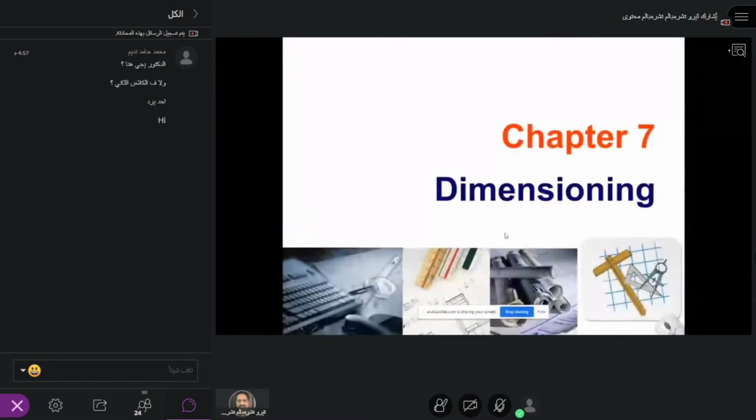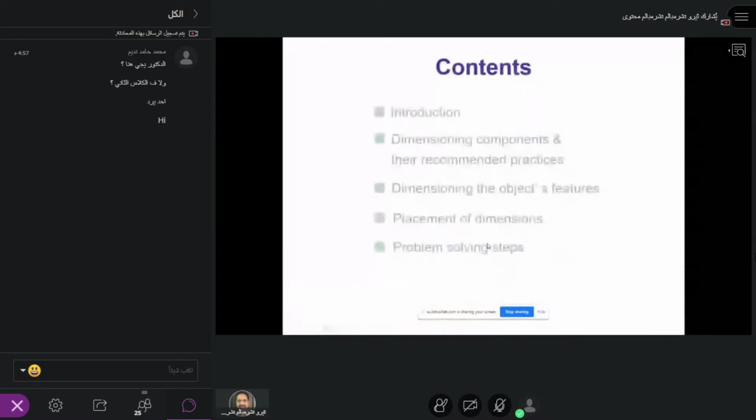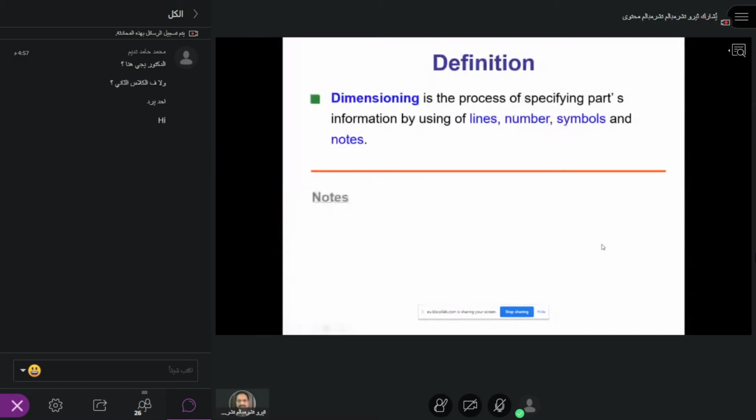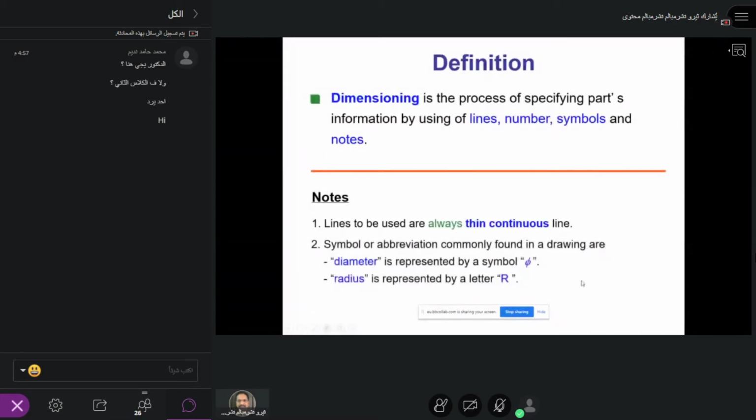So first hour I will give you a lecture on dimensioning. So today we'll finish the dimensioning. Next week we'll start the orthographic projection. Okay. Right. So here, like we did in the last class, we are going to discuss the dimensioning of the object and placement of dimension, which we did not see last time, and the problem solving steps. Okay. So the introduction we will skip because we have already seen it.